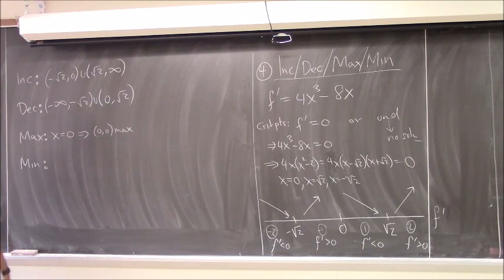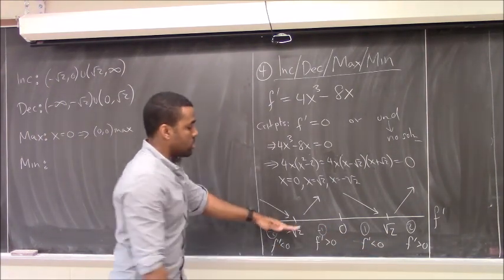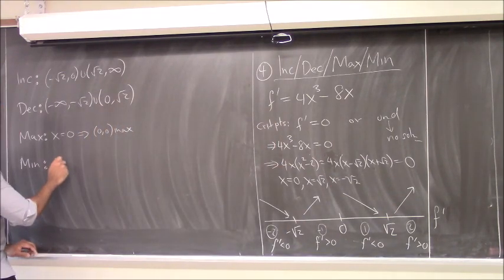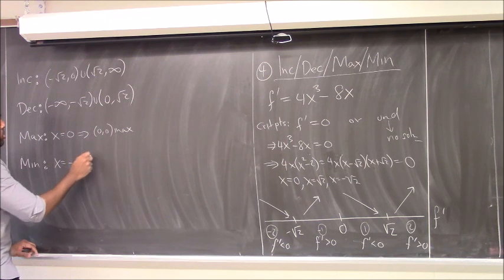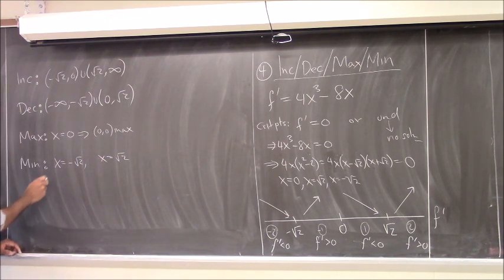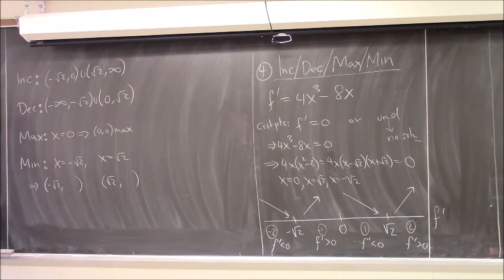And where do I hit minimums? At these two, because I'm decreasing, then increasing, decreasing, then increasing. So a minimum occurs at minus radical 2 and positive radical 2. What are the y values here?